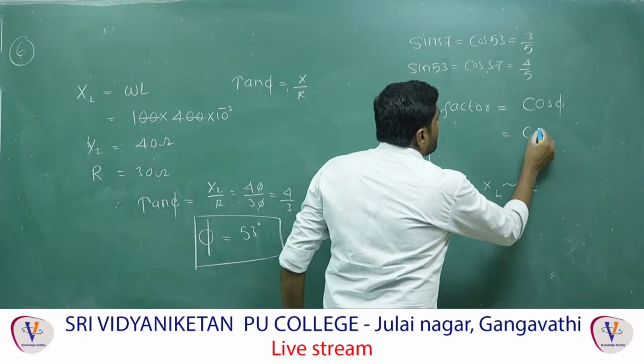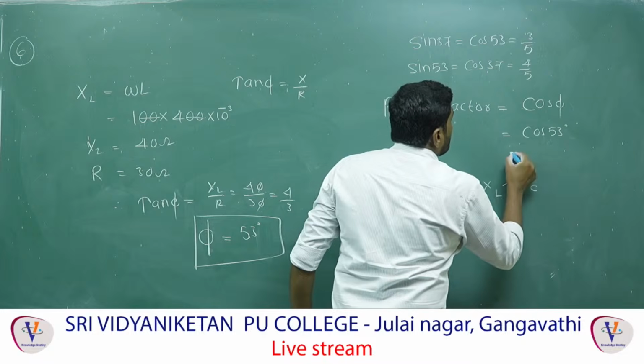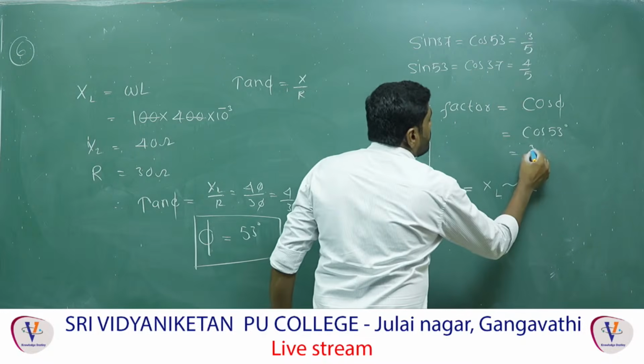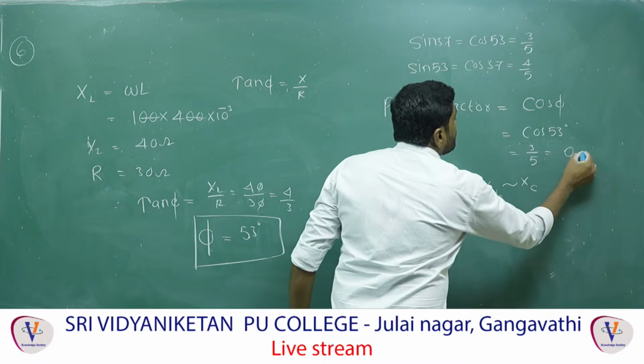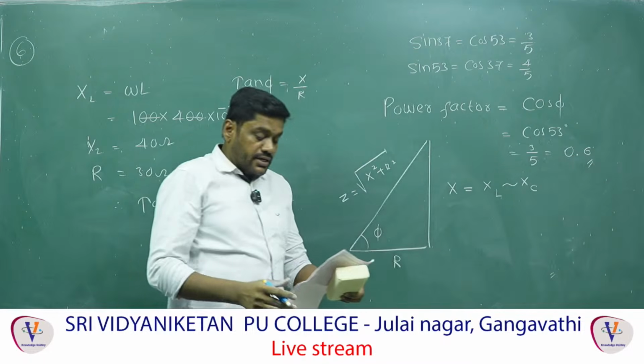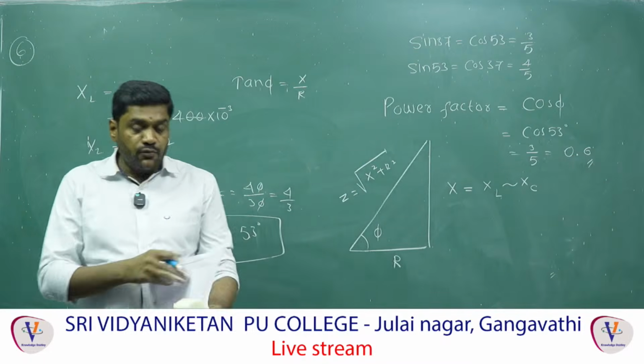That is equal to cos 53. The cos 53 value is 3 by 5, which is equal to 0.6. That is the correct answer. Okay? Now, the sixth one: the fourth option is correct.